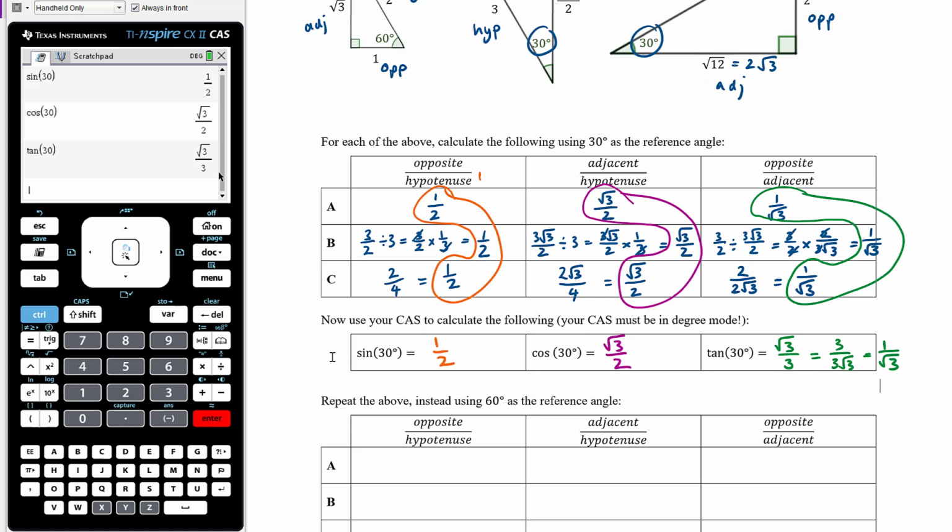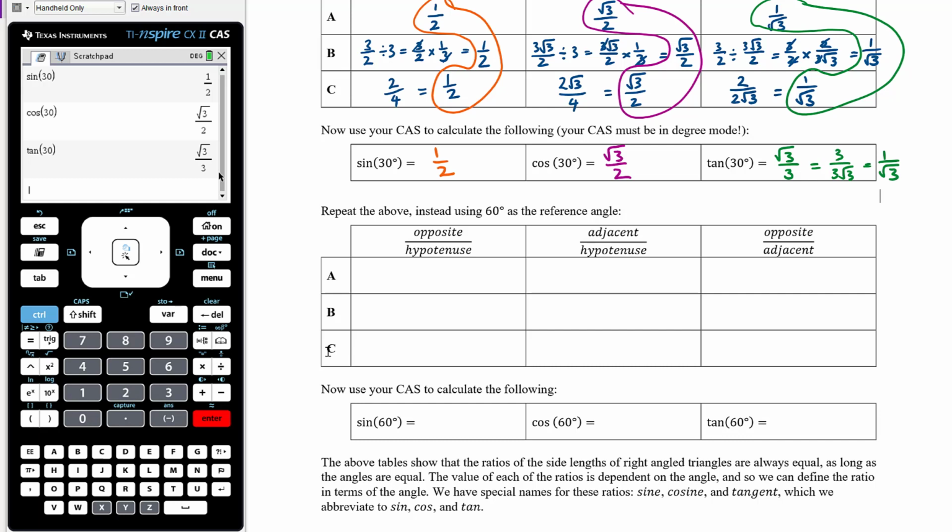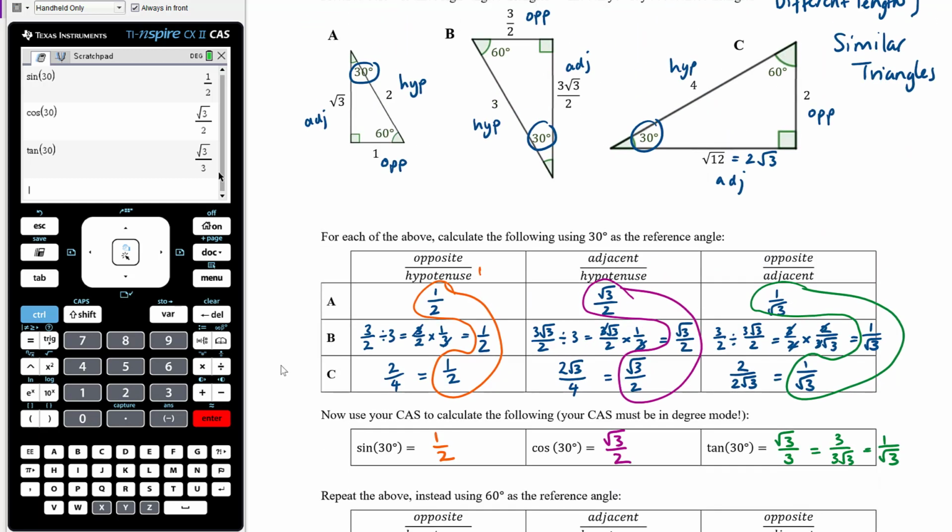So if we were to do the same thing using the 60-degree reference angle, okay, so this time, I'm going to have to scroll up and down a bit here. So this time, let's change what's happening here. This time we are interested in 60 degrees as the reference.